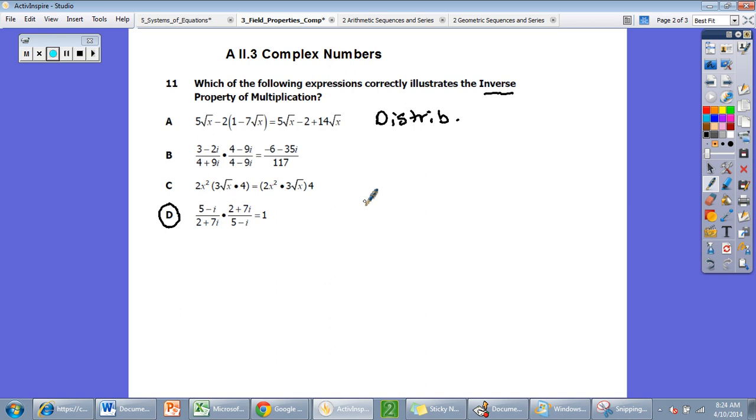And then in answer choice C, what's happening is that we're changing what is in the parentheses. So that's the associative property. So just in case you'd be asked about any of those.